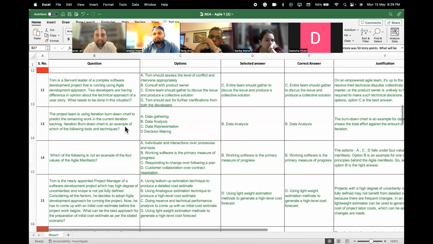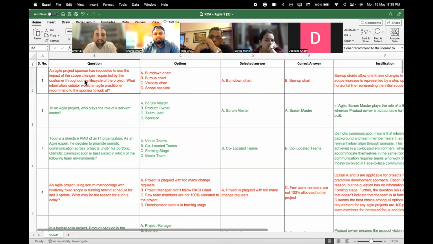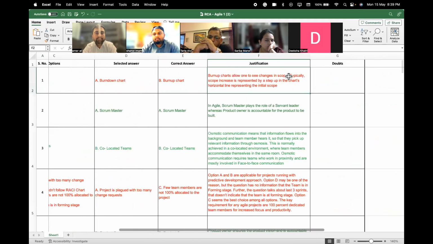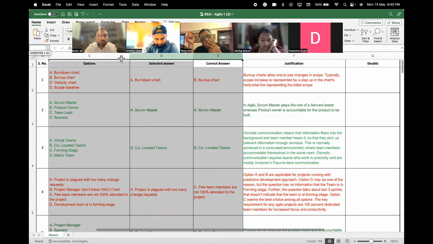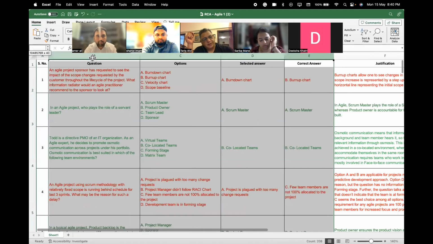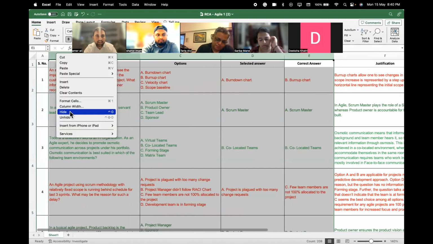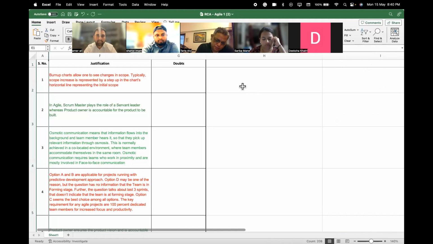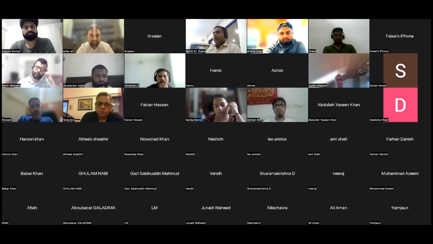For example, he did it for the agile root cause analysis. He copied the question, he copied the options, he put what he selected, what the right answer is, and the justification. If he had any doubt that he could ask in the coaching call or in the group, he also put that even after going through the justification. That is the most extensive way. If you want to do that, you can, or you can only put the question number and entirely hide the rest. Clear?